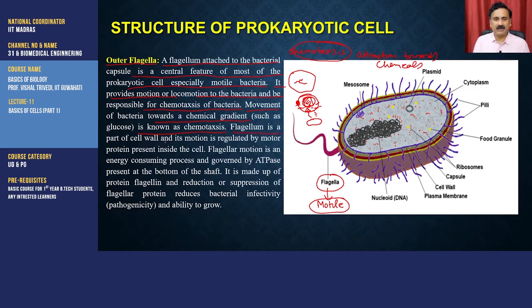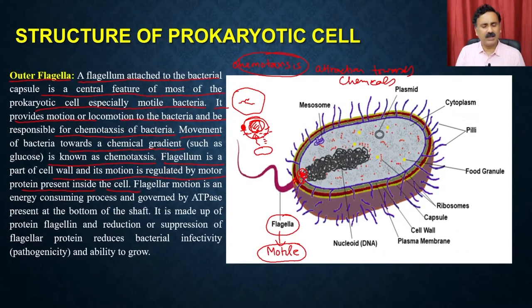So flagellum is a part of the cell wall and its motion is regulated by the motor protein present inside the cell. So flagellum is attached to the cell wall and inside it actually has the motor proteins. Just like in humans we have the muscles, it is also attached to the cellular machinery so that it has the motor proteins, and that motor protein can change the flipping movement. So the flagellum is actually going to have the flipping movement, right? It's actually going to move like that.